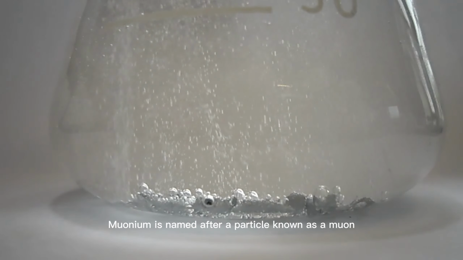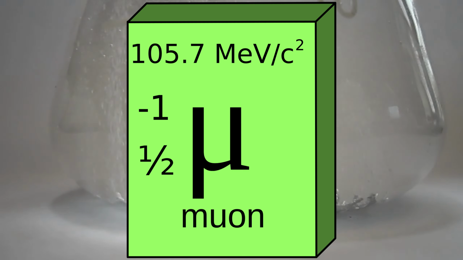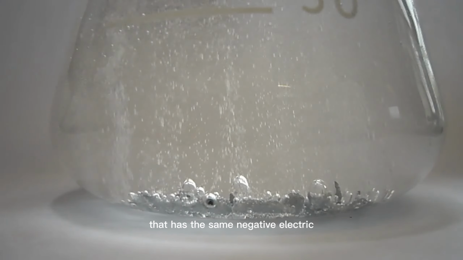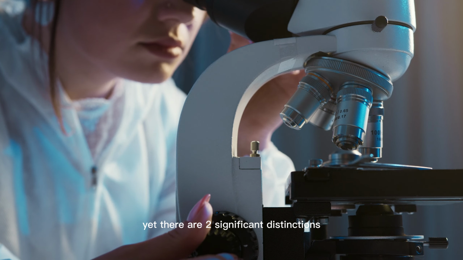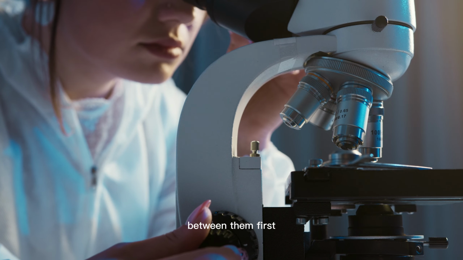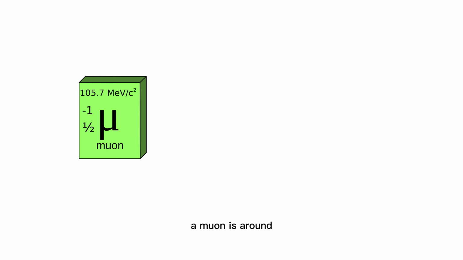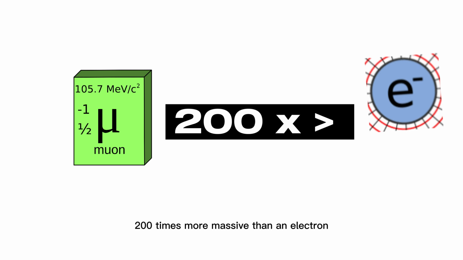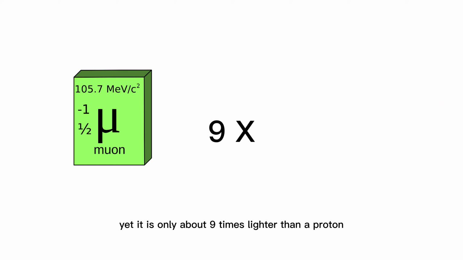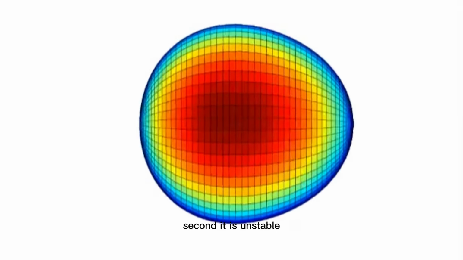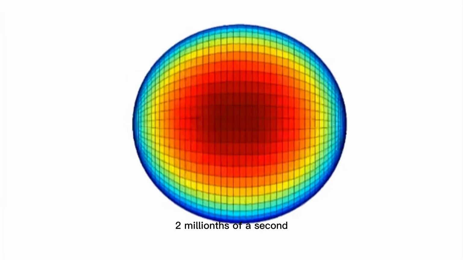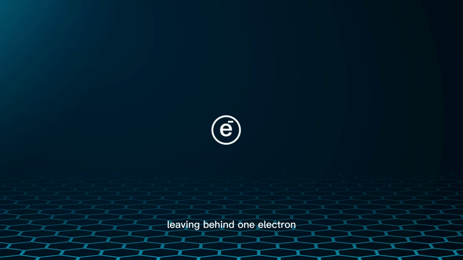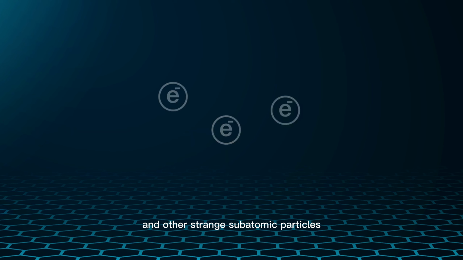Muonium is named after a particle known as a muon. So let's start with an explanation of what it is. It's essentially a particle that has the same negative electric charge as an electron. Yet, there are two significant distinctions between them. First, a muon is around 200 times more massive than an electron, yet it is only about 9 times lighter than a proton. Second, it is unstable. It will spontaneously decay after around 2 millionths of a second, leaving behind one electron and other strange subatomic particles.